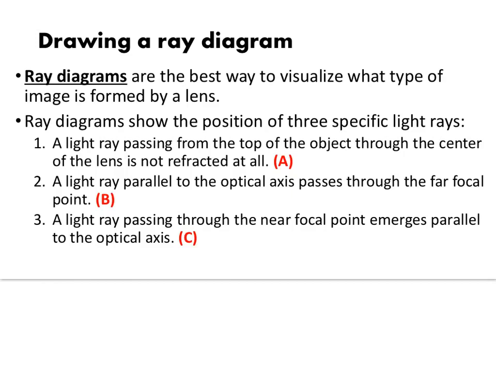A second light ray will start off parallel to the optical axis, and I'll show you a picture of that in a moment. And then after it goes through the lens, it passes through the far focal point. Far focal point being the one on the opposite side of the lens from where the object is. And then the third ray, a light ray, passes through the near focal point, so the one on the same side of the lens as the object, and then emerges from the lens parallel to that optical axis. Now let's look at what that actually looks like.